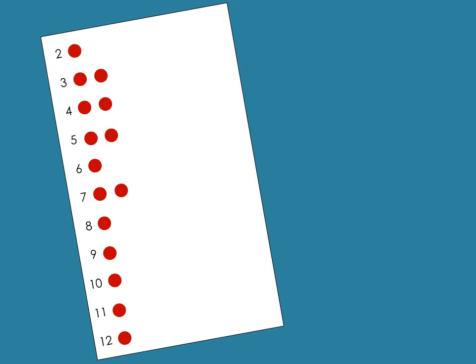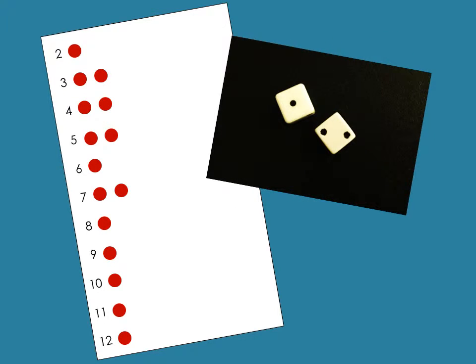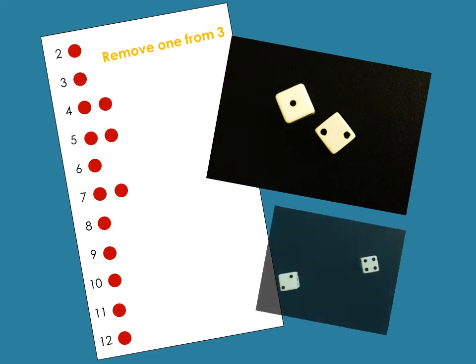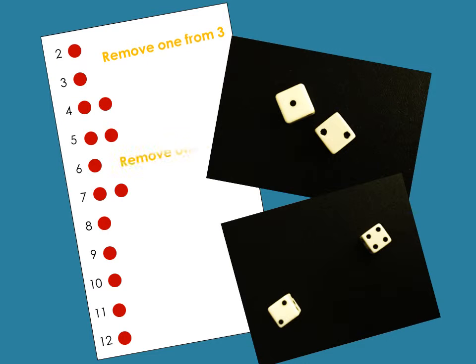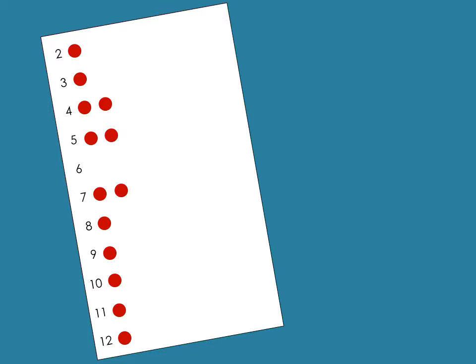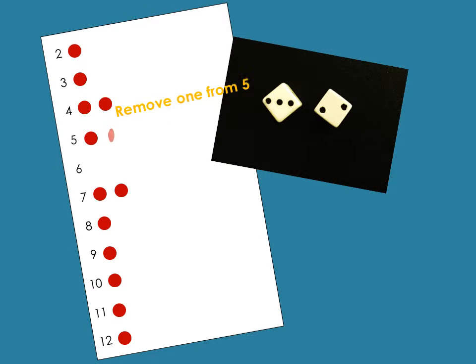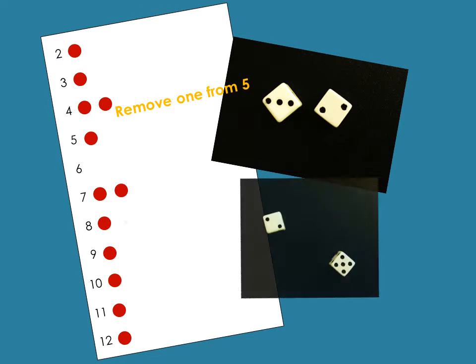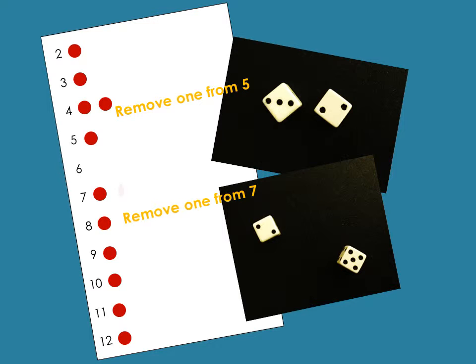Once students have their chips set up, the teacher or a student rolls 2 dice and finds the sum of the numbers that are rolled. In this case, we start with 2 plus 1 for a sum of 3, so students would remove one chip from the 3 row. The next roll is a 6, so students can remove one chip from the 6 row. Moving on, we roll a 5 and students remove one chip from 5, and then we roll a 7 and students remove one from 7.